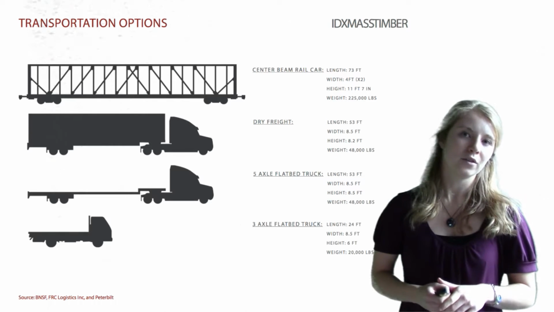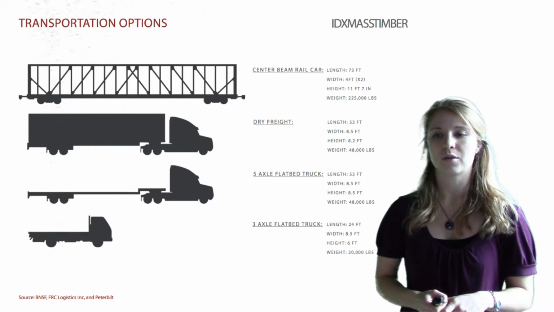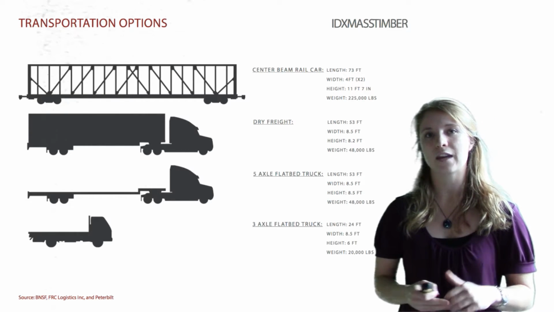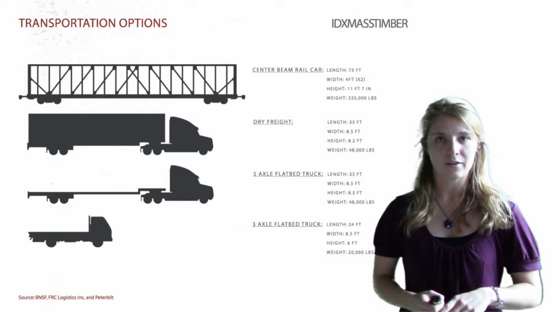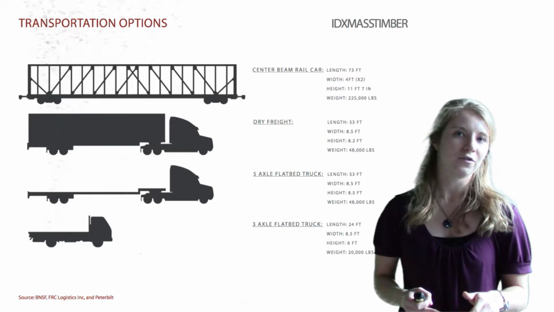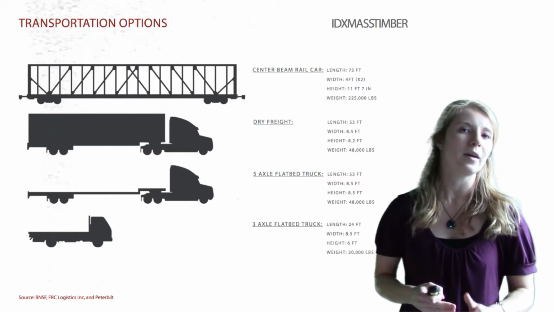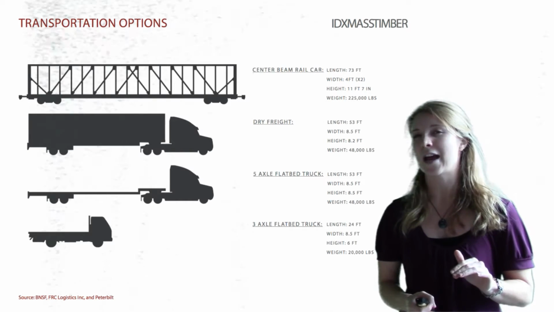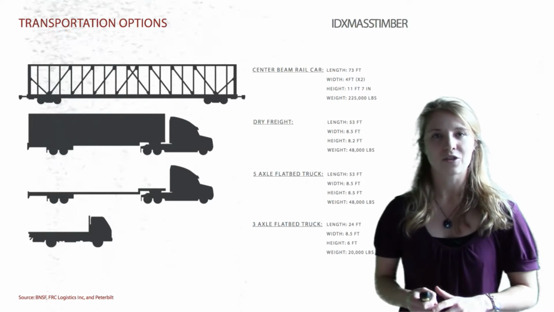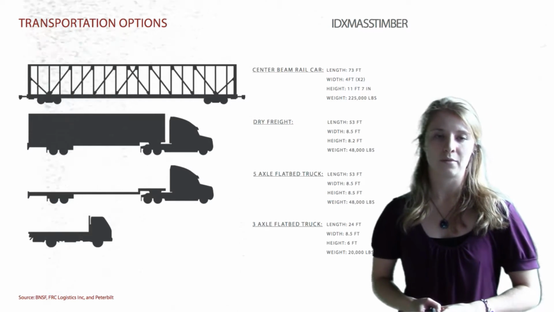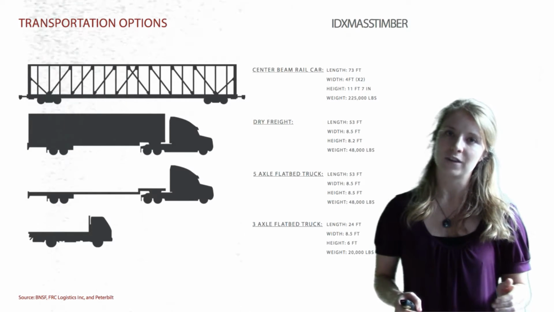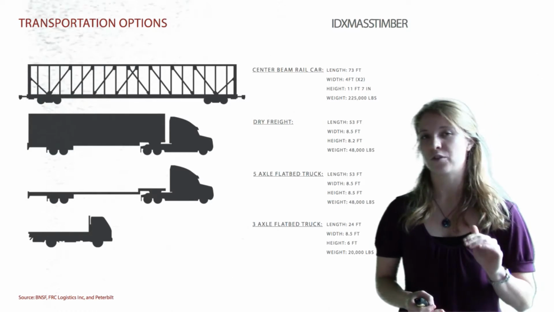That 5-axle freight truck is going to have a maximum length of 53 feet with a width of 8.5 feet, a height of 8 feet, and a maximum weight of 48,000 pounds. The 5-axle flatbed is going to have the same dimensions and weight capacity, but it's going to go up to about 8.5 feet in height instead. That 3-axle flatbed is going to go down to a weight of 20,000 pounds, a length of 24 feet, and a height of only 6 feet.